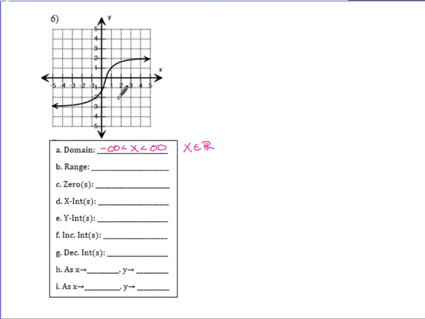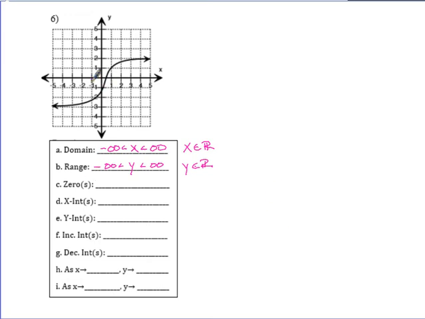The range, is this graph going to go down forever? Yes, don't be confused here. It looks like the graph flattens out, but it doesn't flatten out straight across. It's just going to kind of go down very slowly. Okay, is it going to go up forever? Yes, same thing. It's going to go up very slowly. So that is, again, between negative infinity and positive infinity, or y is an element of the real numbers. Either of those would be correct.